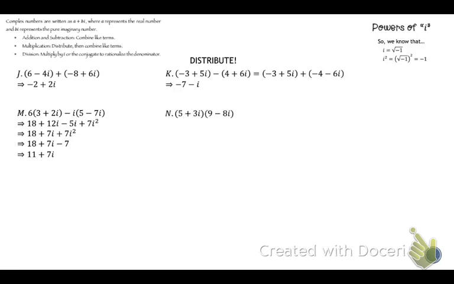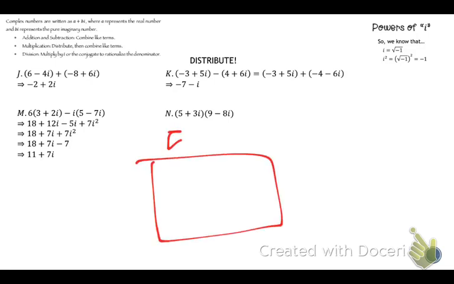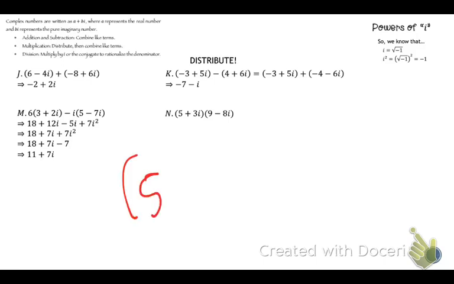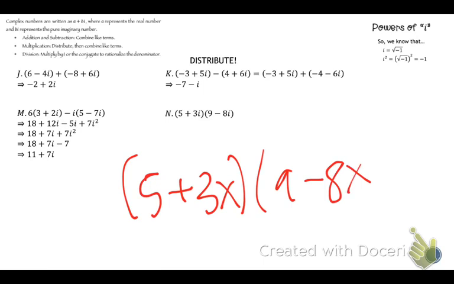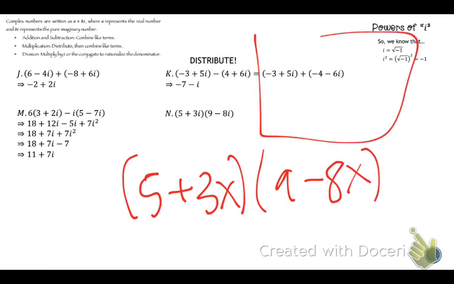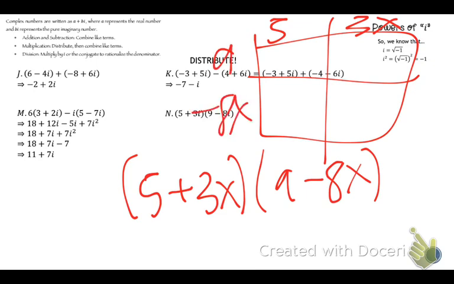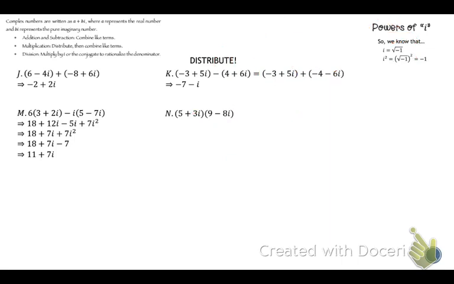Okay, this one. Same exact thing as, say you had 5. Oh, wait. Sorry, I'm way ahead of myself. So if you had 5 plus 3x and 9 minus 8x, you would use the box to multiply this. It would be 5 and 3x, 9, negative 8x. That'd be 45, and so on. Right? Here, we're going to do the same exact thing. So we're going to have 5 and 3i, 9 and negative 8i.